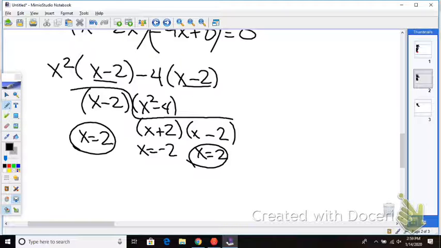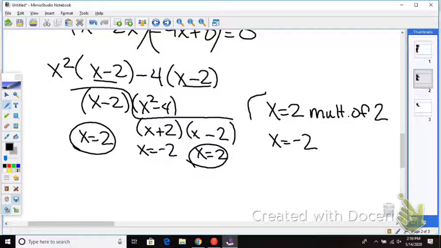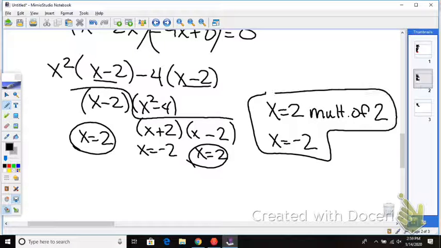When I write my factors, I'm going to say x equals 2 with a multiplicity of, how many were there? 2. If there were 3x equals 2, you'd write with a multiplicity of 3. And then you'd have x equals negative 2. So this would be your answer. Because the multiplicity matters when we start graphing. The multiplicity of 2 does something to the graph.